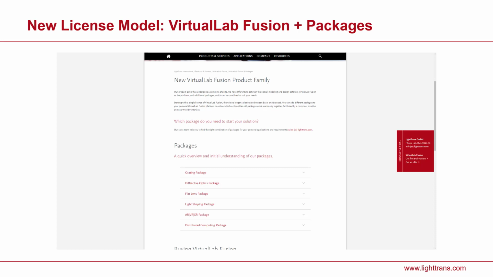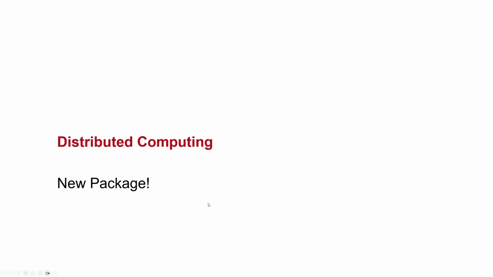And then on top of that, we can add additional packages depending on what the application we have in mind for the software is. Among them, the grading package. You can read all of the available packages there on screen. And at the end of that list, which is just a screenshot of our website, of the part that explains this license model, we have that new distributed computing package, which is the next part that I'm going to talk about, and it's one of the stars, if not the star, of this latest release.